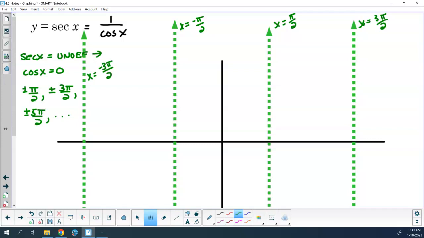What's the easy one for secant? Well, first off, can secant ever equal 0? Why not? The only way a fraction's equal to 0 is if the numerator is equal to 0, right? What's the numerator in this one? 1. Okay, not 0. Can't ever be 0. So secant can never be 0. We lose that easy point.